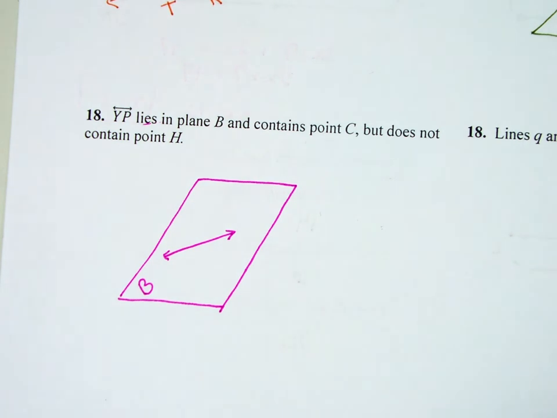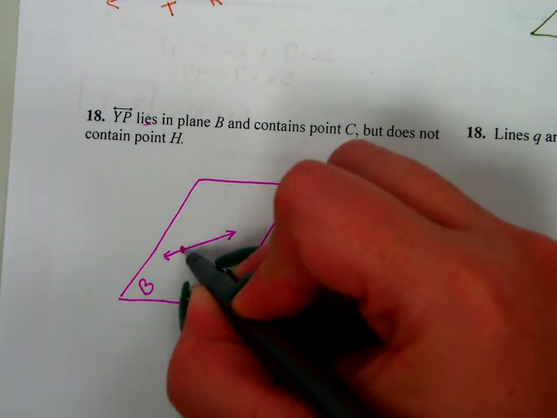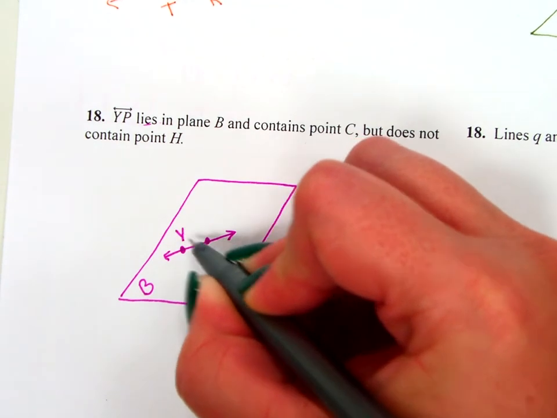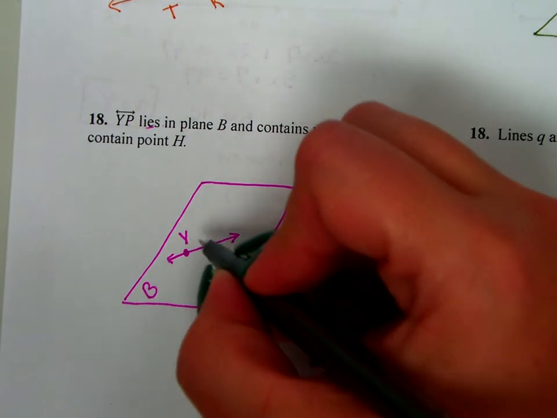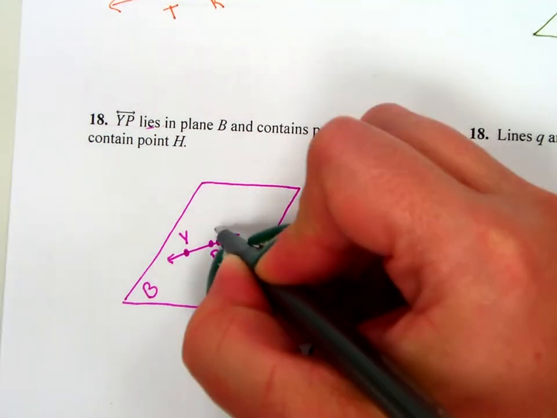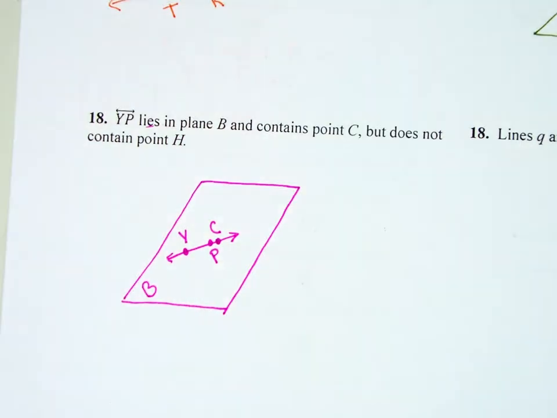How do I label it YP? Put points on the line and label the points. Capital Y, capital P. It's hard to tell with Y's and P's if they're capitals, but do your best. Contains point C. Where do I put point C? On the line. Does it have to be in a specific place on the line? No, you can put it to the left of Y, in between Y and P, or to the right of P. Wherever you want to put it. I'm going to put it real close to P, just because I can.